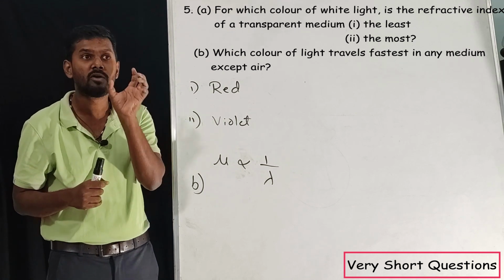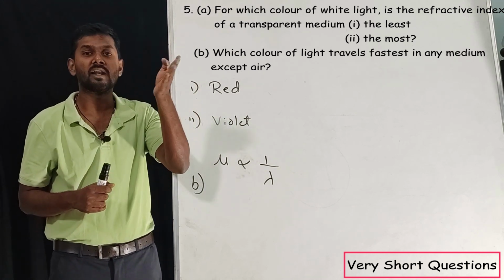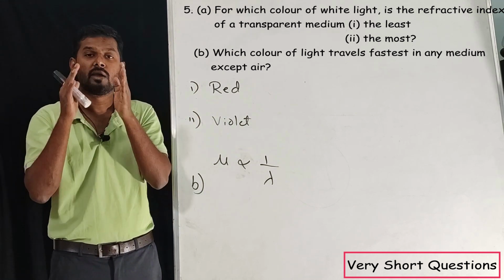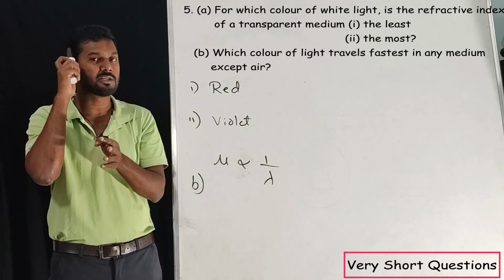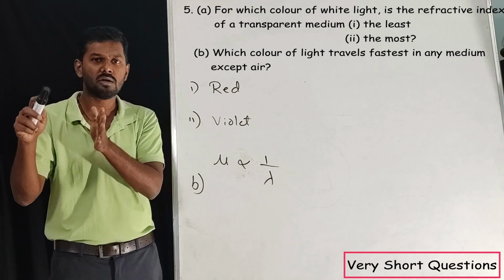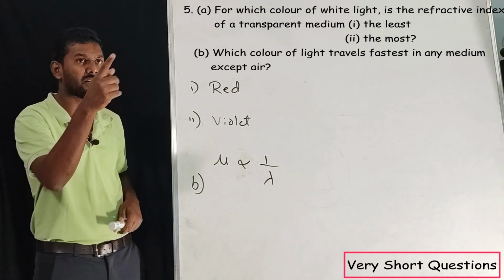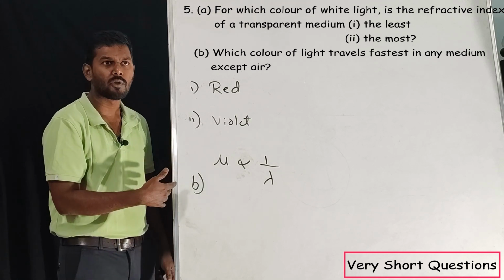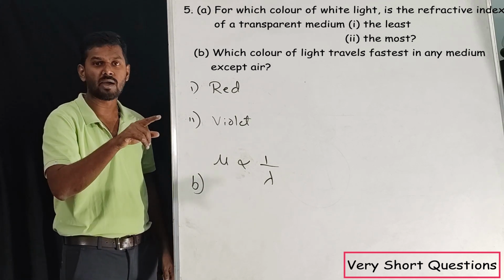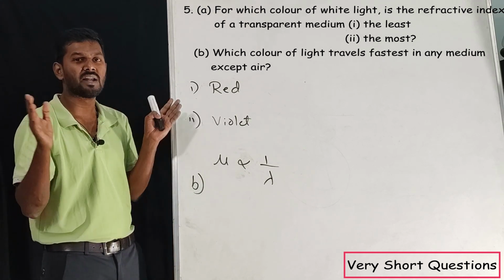If they use the word vacuum, in a vacuum, which color of light will travel faster? In vacuum, all colors will travel at the same speed. Keep this in mind. But here, except air, they are talking about air. That means any medium. Air means you have to include vacuum also. Air or vacuum will be considered the same.